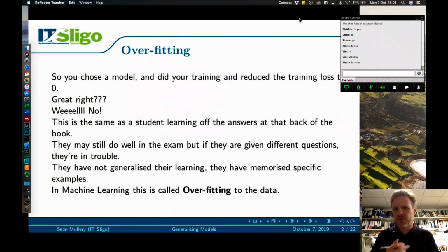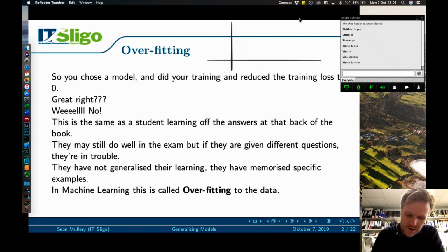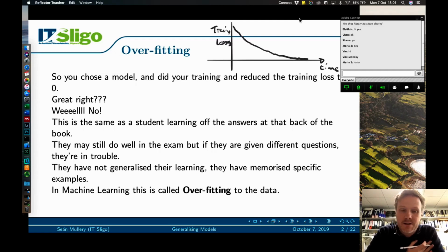So let's say that you've chosen your model, whatever type of model you want. You've gone and done your training. You've watched your training loss diminishing down as far as 0. So you've got some sort of a graph like this that you're watching, with your training loss here, and this is time, or you can think of it as the number of iterations of gradient descent. And you're watching it go down, and maybe it's even reduced all the way to 0. Okay, so you're thinking, well, that must be great. Everything's perfect. But unfortunately, that's not necessarily the case at all.